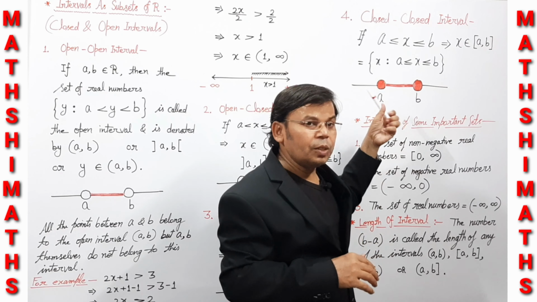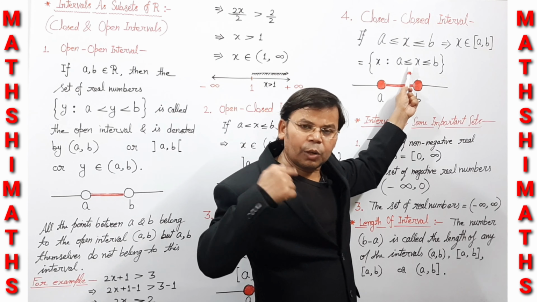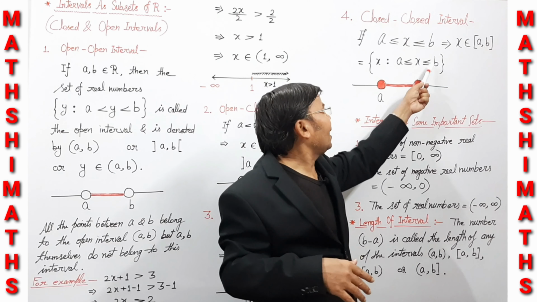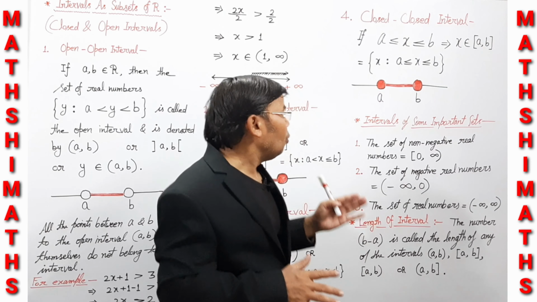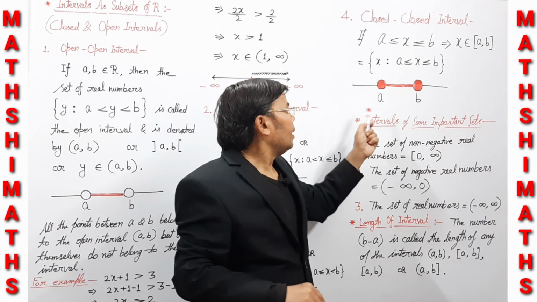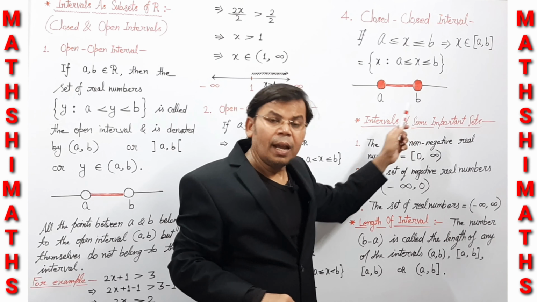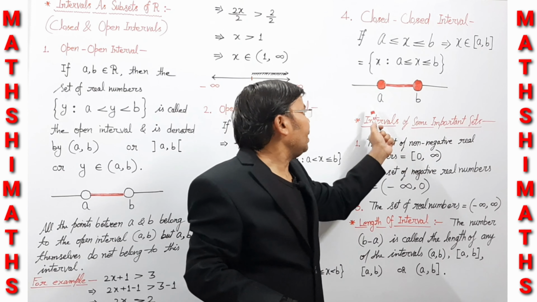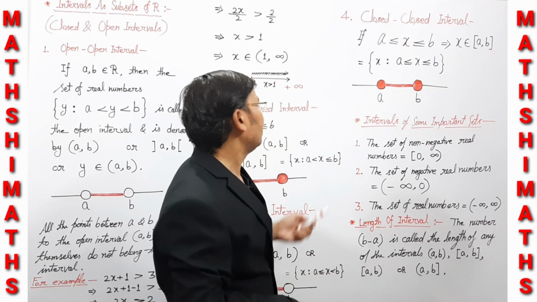And its set is the set of all x such that x is greater than or equal to A and x is less than or equal to B. And graphically we can represent it in this form. Here A is included, B is included, and all the values between A and B are also included.